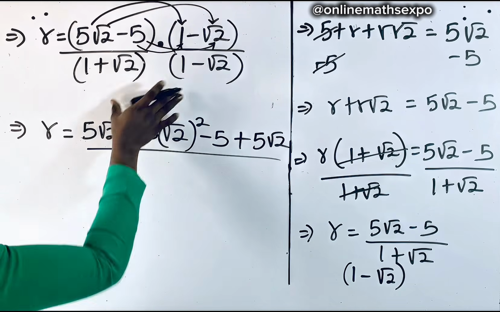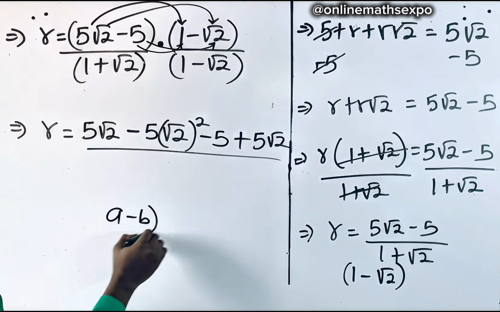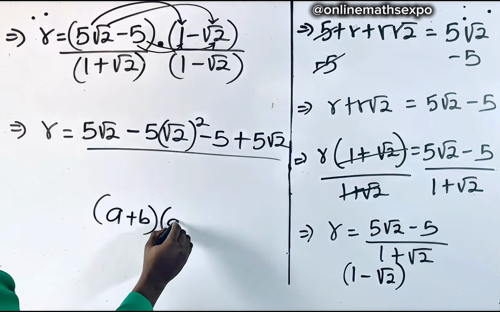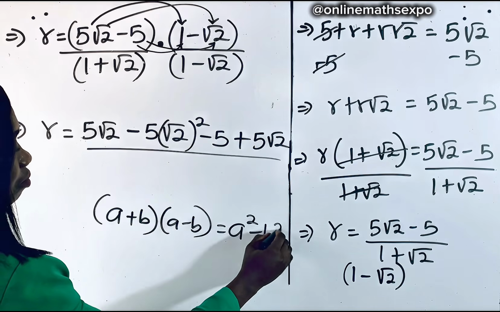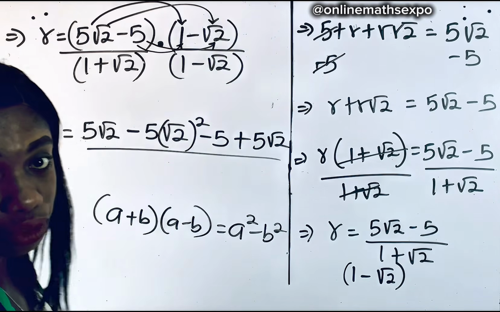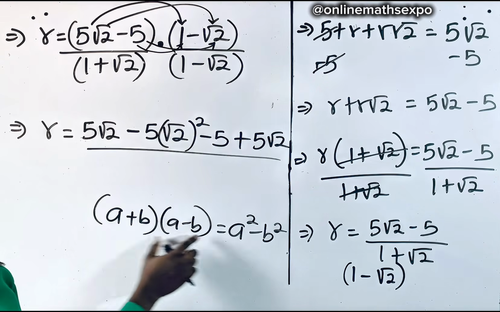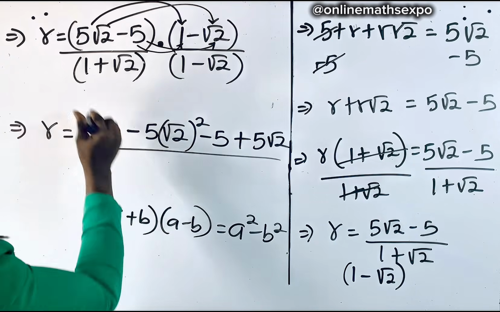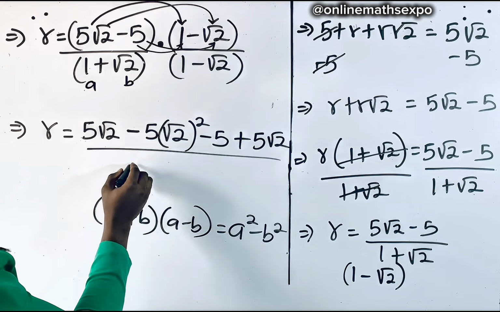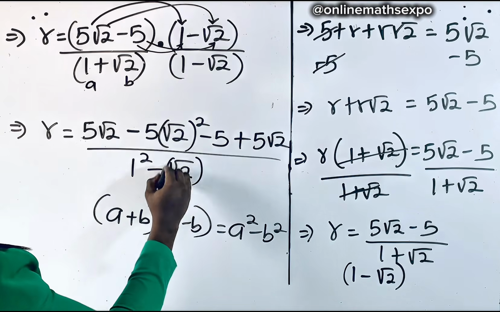Now for this, just remember that each time you have a minus b and a plus b multiplying, it is the same as a squared minus b squared. Use your difference of two squares. You see that this is of this form, so we're going to put it in a square form, and that will give us 1. This is our a and this is b. So it gives us 1 squared minus root 2 squared.